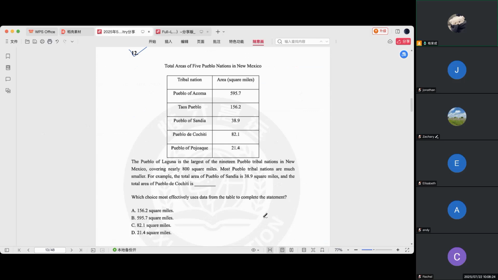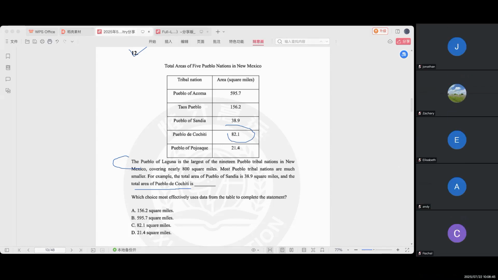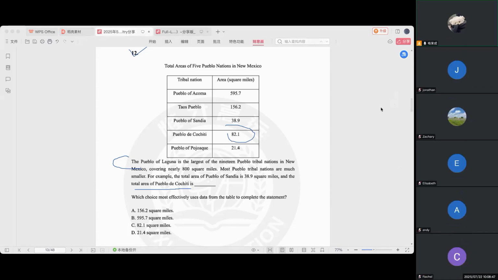And if you didn't see the evidence or it's not mentioned or it's opposite, then you can rule it out. And for the last one, number 12, the statement here is about the total, and then it's very easy to see over here, 82.1. Okay. Any questions so far? If there's no question, please type 1 in the chat box. Okay, excellent job for this round.